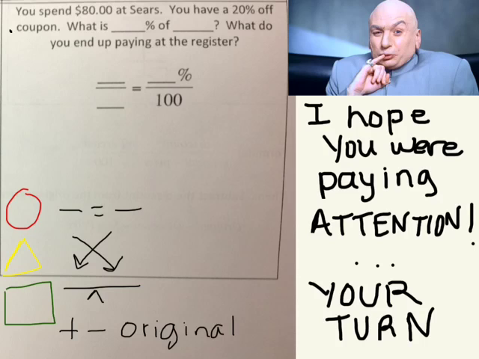So you spend $80. That's my whole amount, so I'm going to square it off. You have a 20% off coupon. That's my percent, so I'm going to triangle. My question is, what is 20% of 80? So what do you end up paying at the register?